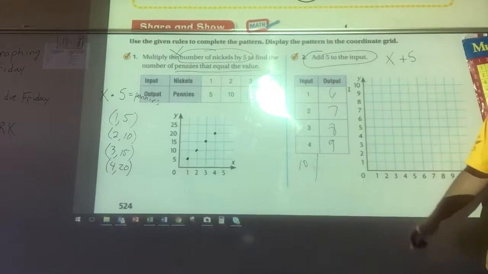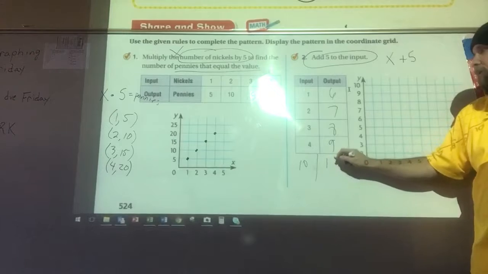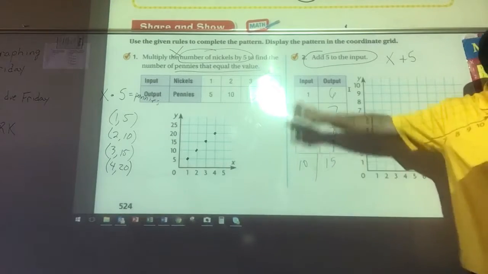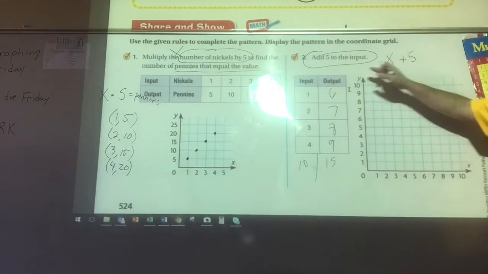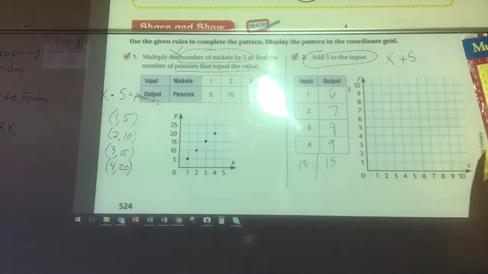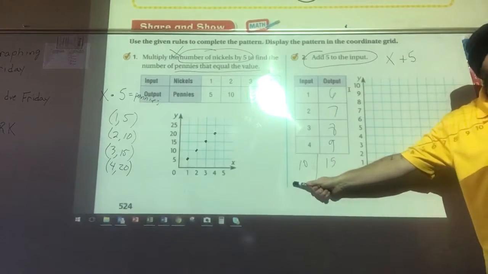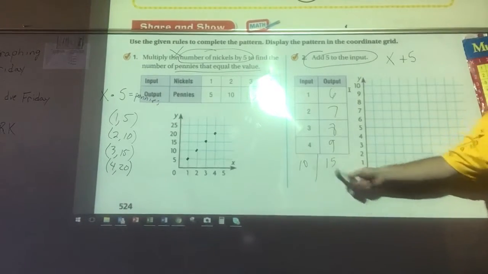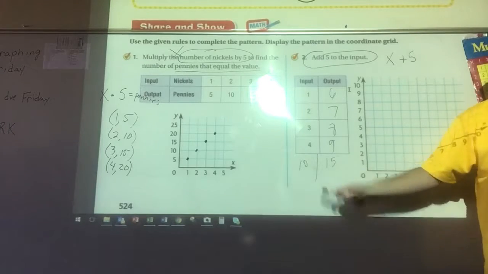15. It doesn't matter what, if you have the rule, it doesn't matter what the input is, you should always be able to figure out the output. I could put 36 here. I could put 1,287,000 here. And all you have to do is add 5 to get to the output.